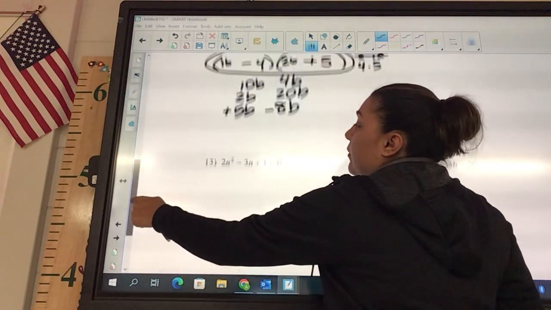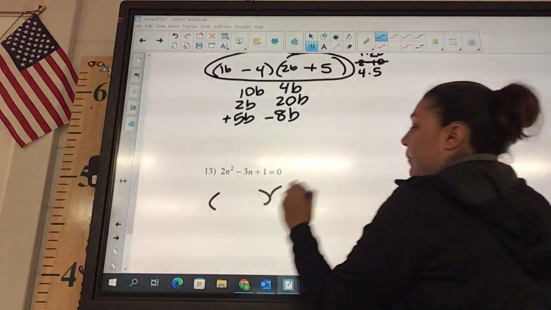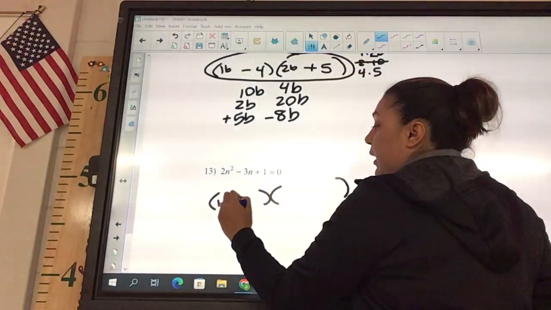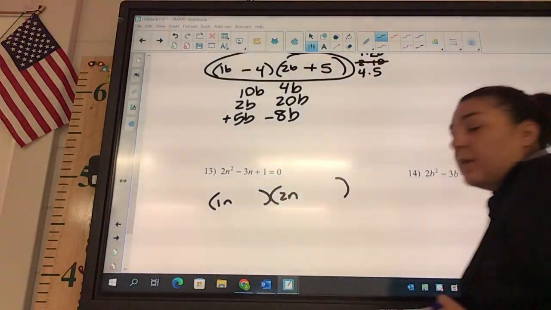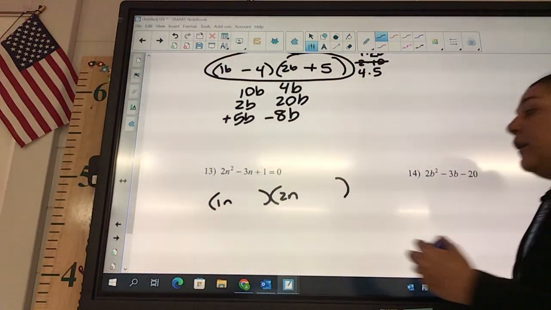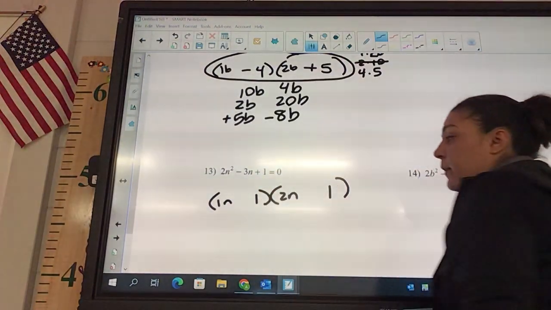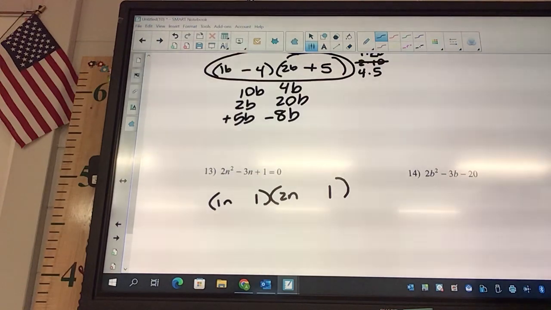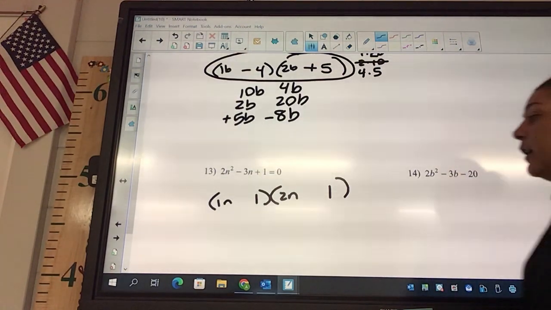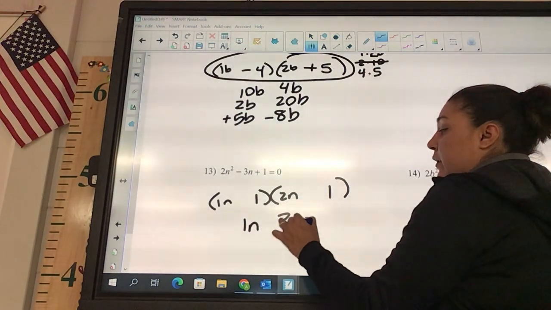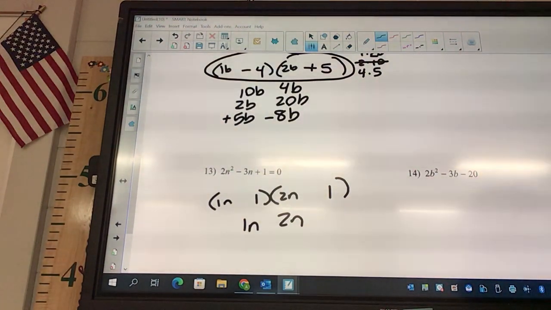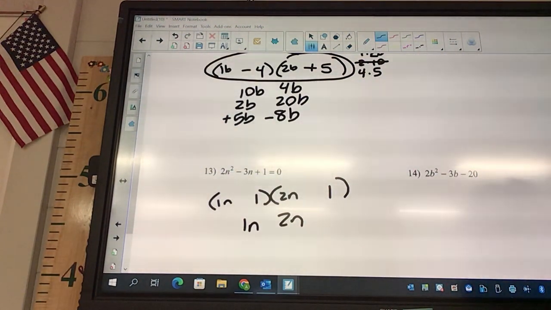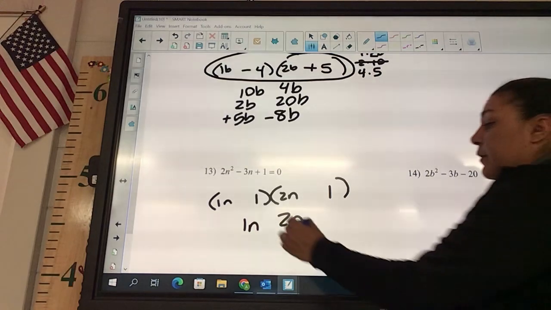Okay, last one. We got 1n, 2n, and our number on the ends is going to be 1 and 1. What are you going to get for the outer? 1n, inner, 2n. I need a negative 3. Minus, minus.